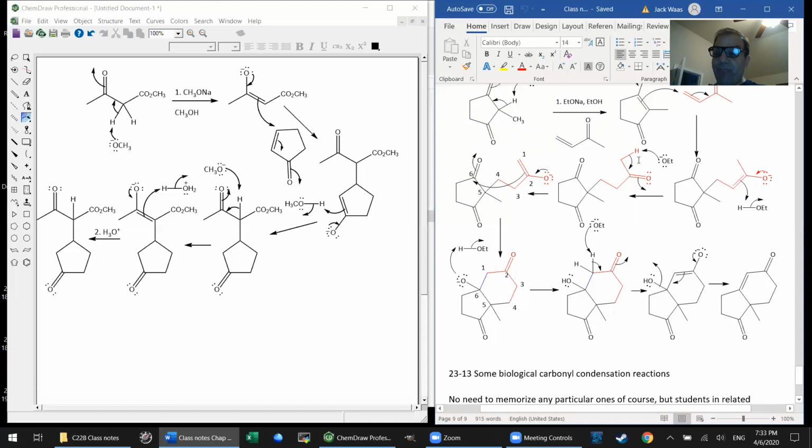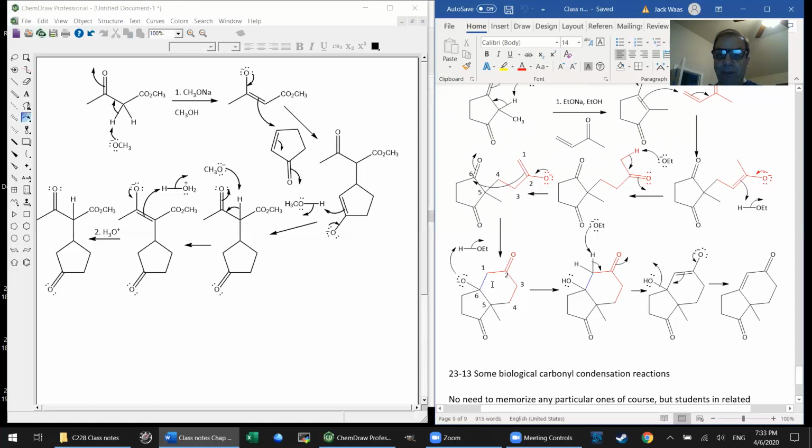Now, true enough, that would only happen little by little in very low concentrations. However, once you form this other enolate, there's a very rapid pathway with a 6-membered transition state to form a 6-membered ring, as you see over here.